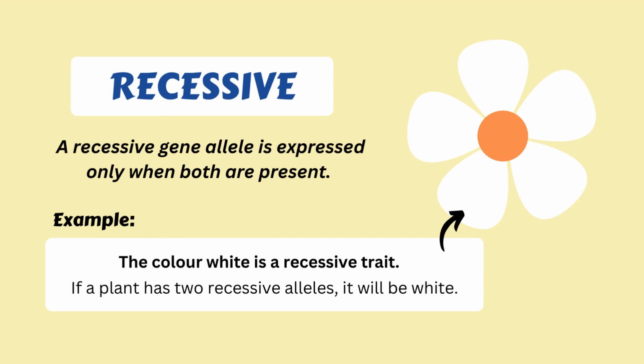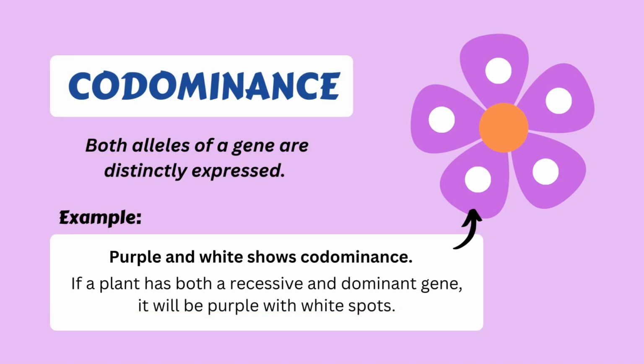A recessive gene allele is expressed only when both are present. For example, the color white is a recessive trait. If a plant has two recessive alleles, it will be white. In codominance, both alleles of a gene are distinctly expressed. For example, purple and white shows codominance. If a plant has both a recessive and dominant gene, it will be purple with white spots.